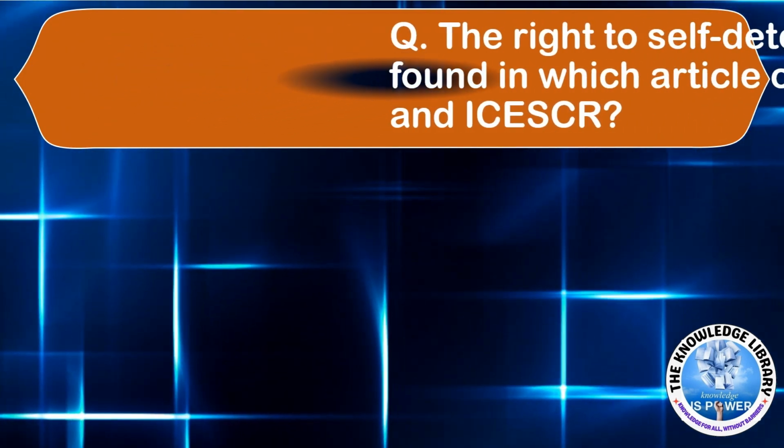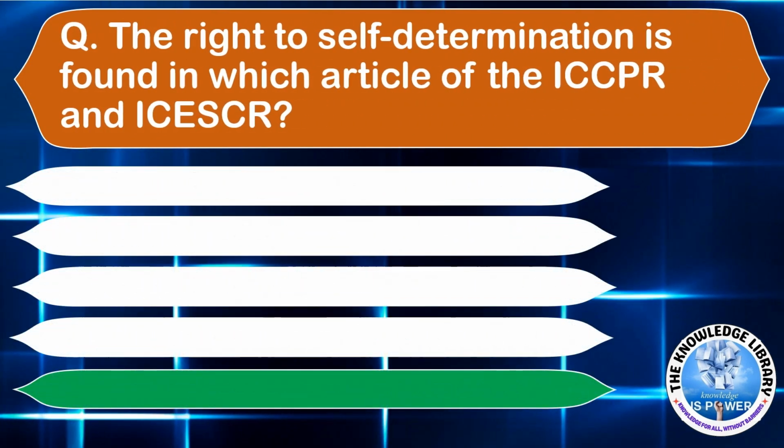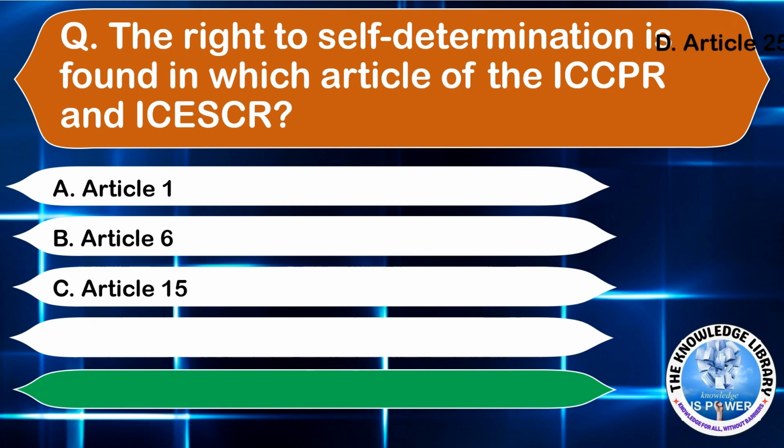Next question is, the right to self-determination is found in which article of the ICCPR and ICESCR? Option A, Article 1. Option B, Article 6. Option C, Article 15. Option D, Article 25. Correct answer is option A, Article 1.